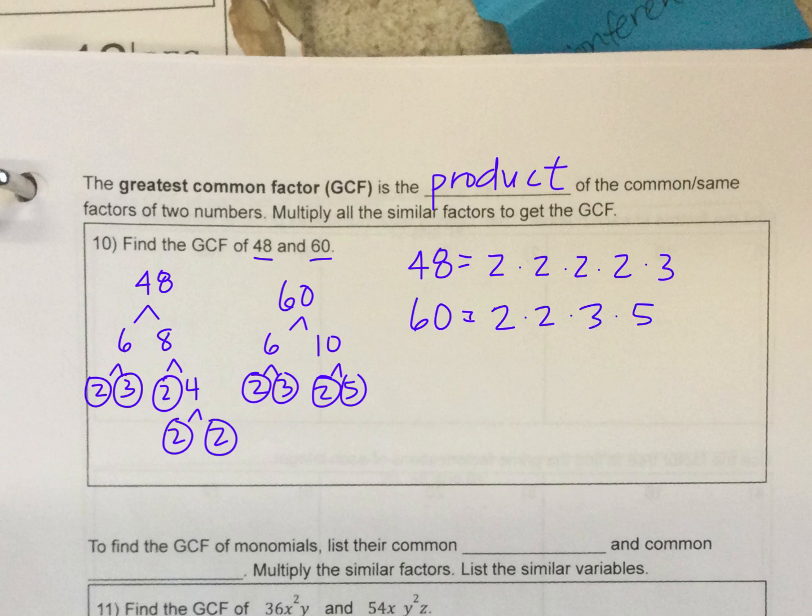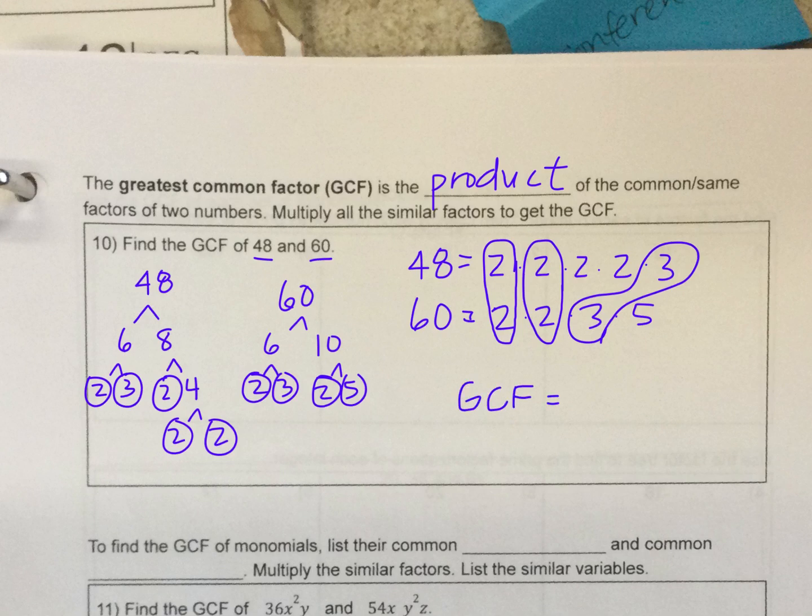Now, I'm going to circle what is in both groups. So there's a 2 in both groups and another 2 in both groups, and I see a 3 in both groups. So your GCF is, I'm going to take one group of 2, another group of 2, and the group of 3. So it's 2 times 2 times 3, and when you do that in your calculator, you get a 12.